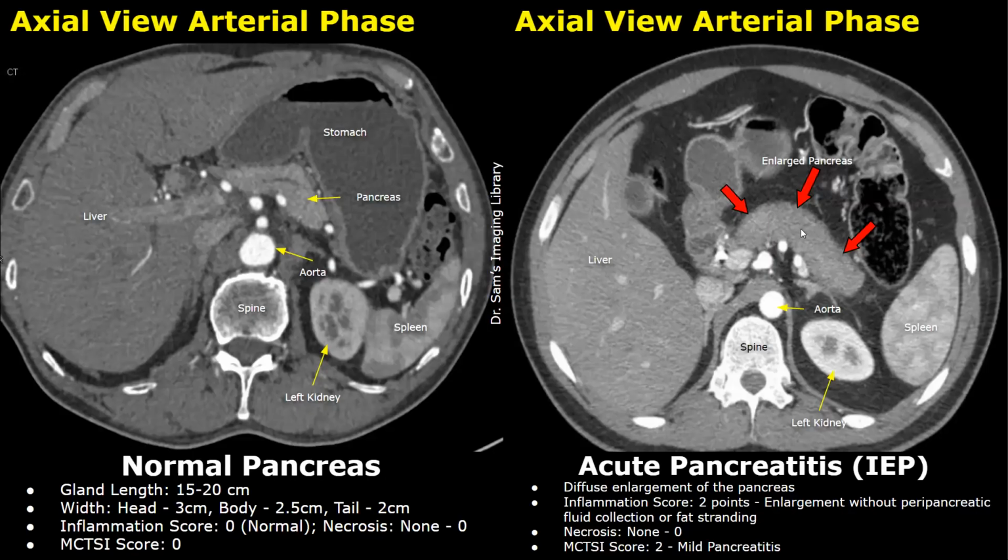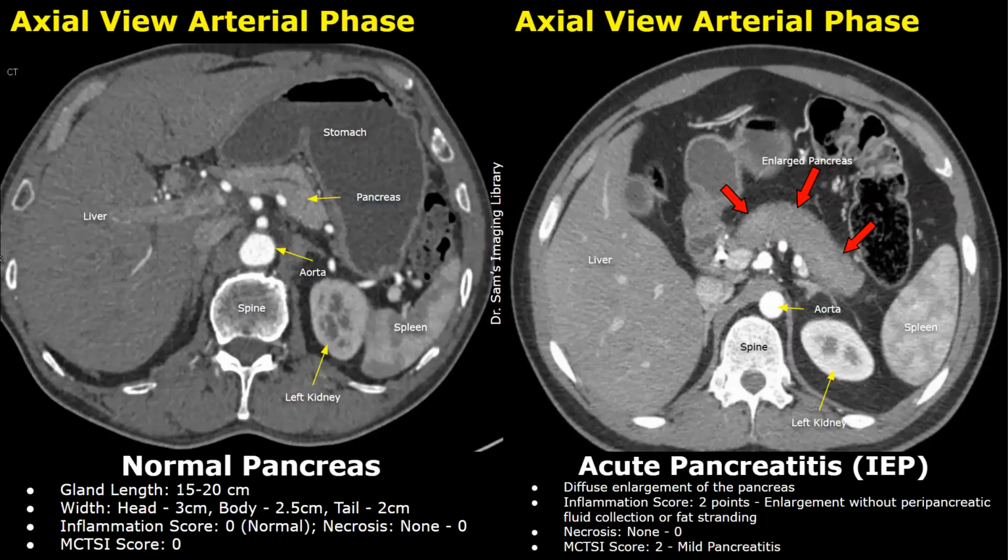The inflammation score will be 2 points. The pancreas is enlarged without any peripancreatic fluid or fat stranding. There are no signs of necrosis, so the necrosis score will be 0. For simplicity, I have omitted the third category, extrapancreatic complications. In cases where it gets 0 points, I will only mention it where it is relevant.